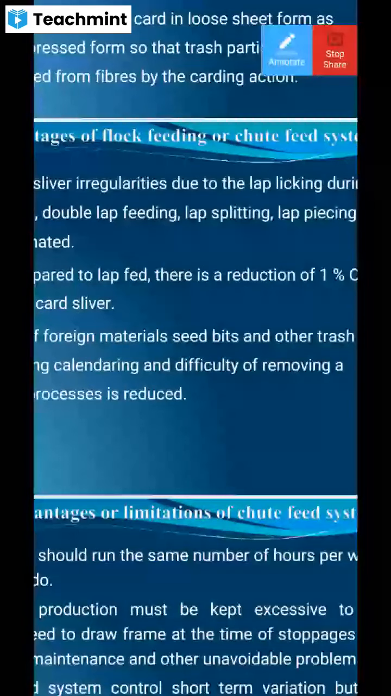Crushing the foreign material, seed bits and other trash particles during calendering, and the difficulty of removing in subsequent processes, is reduced. So the crushing of foreign material. What is foreign material? What is the definition of foreign material? Other material present in the cotton lint. That means cotton fiber lint is the virgin material. Seed is also virgin. The leaf particles, sand particles, dust, dirt are called foreign materials.